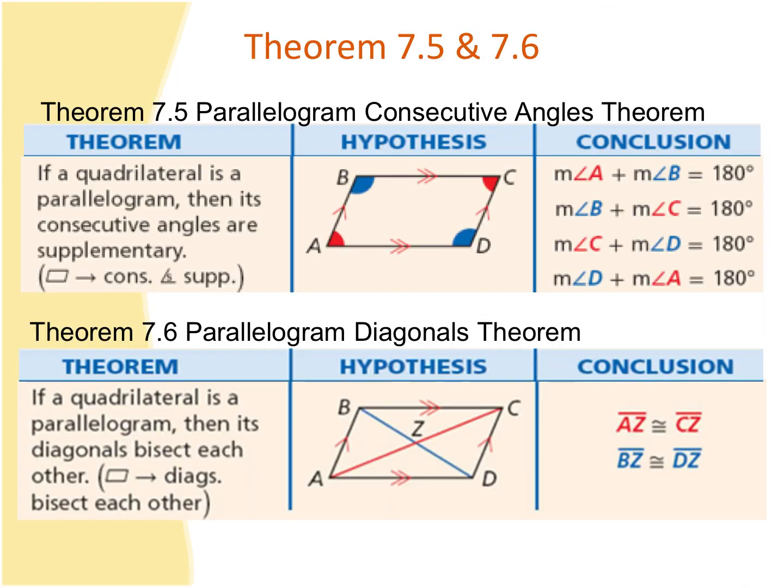The next theorem is called the parallelogram consecutive angles theorem. And this one states that if a quadrilateral is a parallelogram, and that's what's under the hypothesis, it's a picture of a parallelogram, then its consecutive angles are supplementary. So we're bringing back chapter 3 with our alternate interior angles, our consecutive interior angles, and this is really what they're saying here, that these are going to be consecutive interior angles.